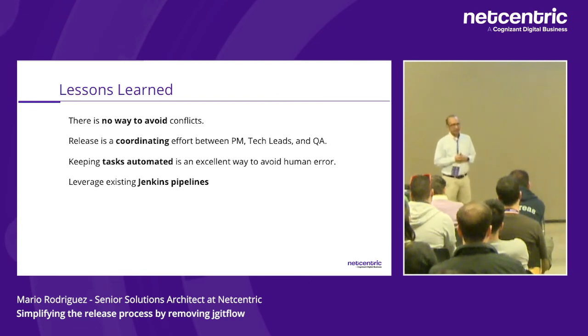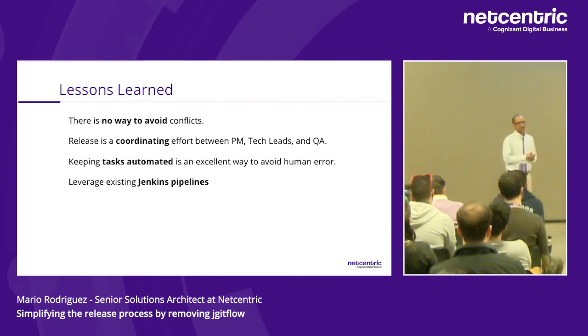Also, release is a coordinating effort, so you have to coordinate your team so they know what project managers are expecting, what QA and tech leads are doing. It's key to have this task automated, because automating the task allows you to have consistency and reuse. We have a lot of things that we can reuse out of our Jenkins pipeline.